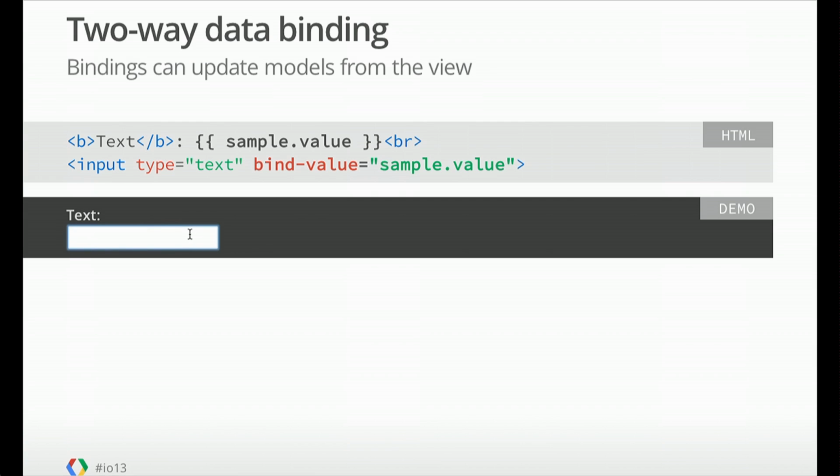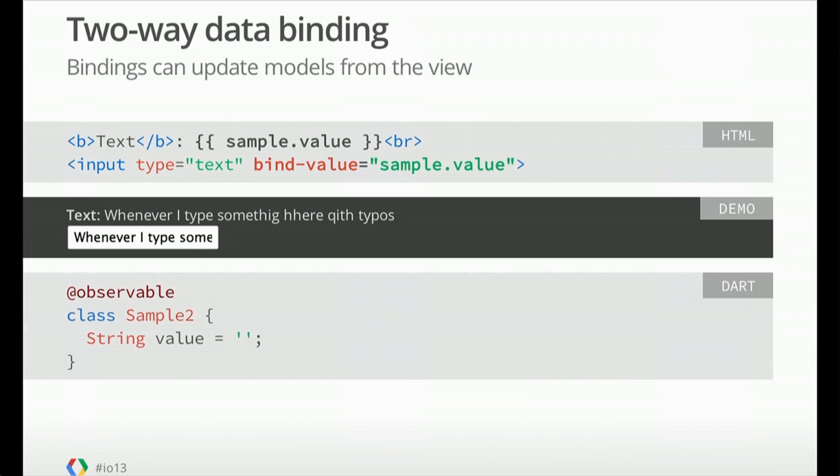Now here's the same code running. Whenever I type something here with typos, you see them reflected immediately on the other part of the UI. So what's going on here, when you look at the Dart code associated with this, is again very simple. It's just an observable object and that's all I had to write.